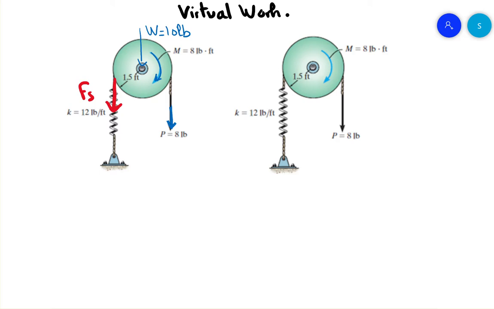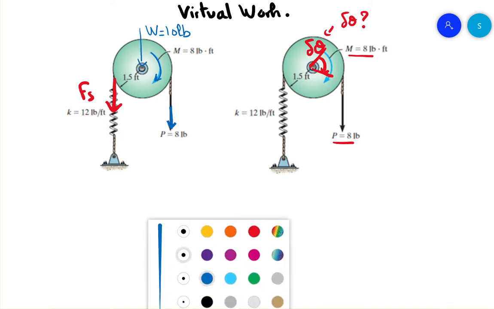And now for the displacement. What we have is an angle delta theta. It's huge here, but in real life it's small. And the question is, how much is delta theta when we apply the force P? Before we apply the force P and the moment, the spring is unstretched, and after we apply the moment and the force P, the spring is stretched.